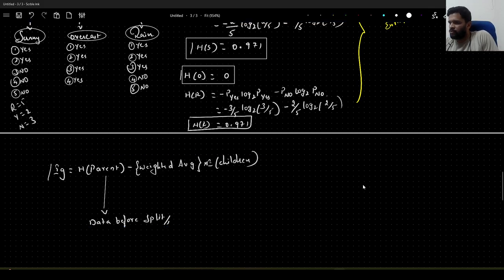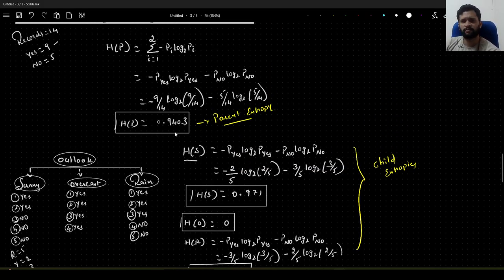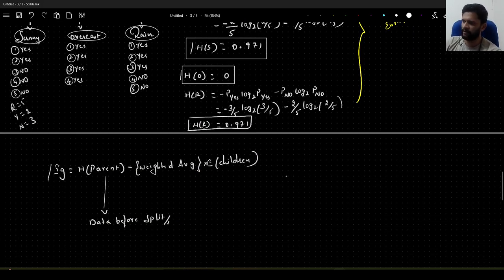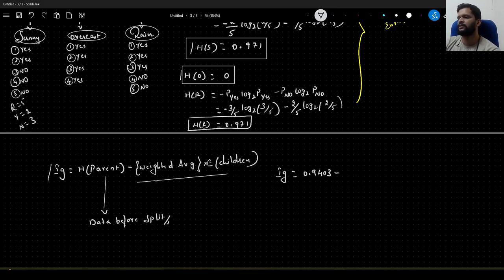Okay, so now what is the parent entropy? It's 0.9403, correct? So I'll just plug in the values here. Information gain is equal to parent entropy, that is 0.9403, correct? 0.9403. Now we will see how we can compute this weighted average and multiply that with the children entropy.